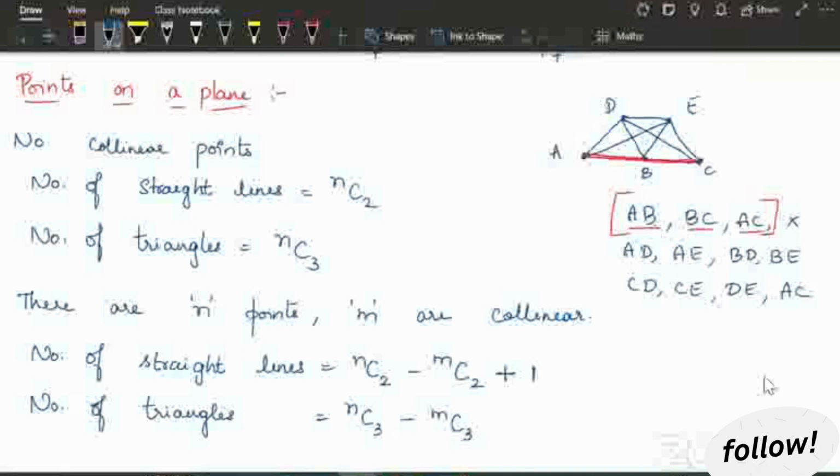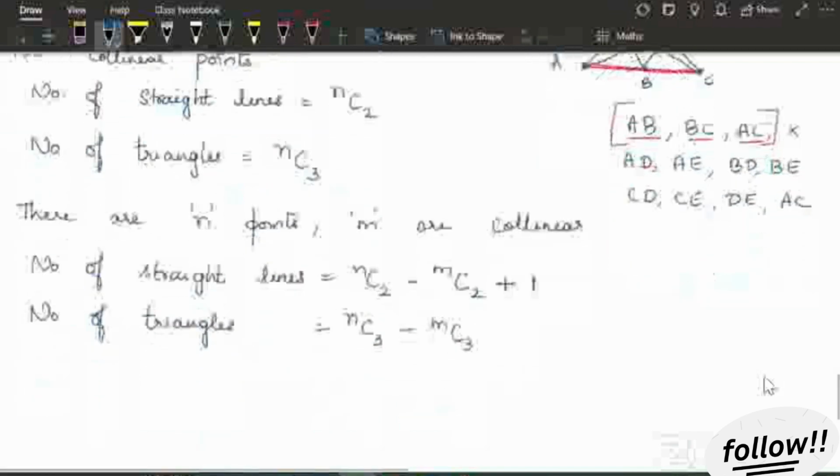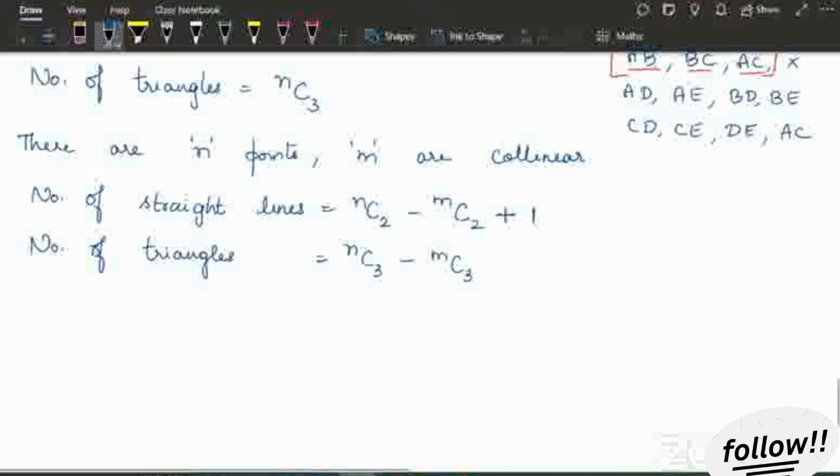This is points on a plane based questions. How many straight lines can be formed? How many triangles can be formed when collinear points are there, when collinear points are not there? Sometimes they will give you how many diagonals can be formed. For this, you have to understand a polygon of n sides will have n points and it will have n exterior sides. What is a polygon?